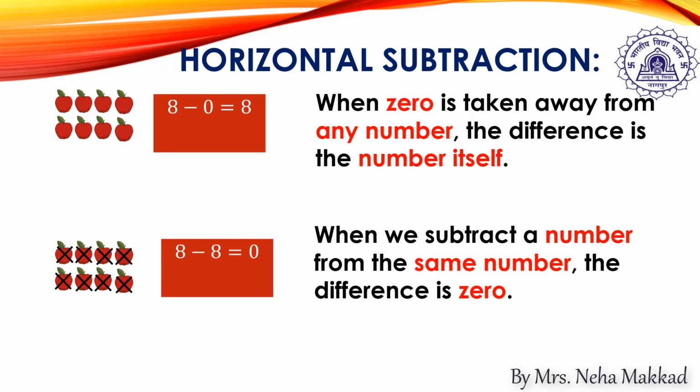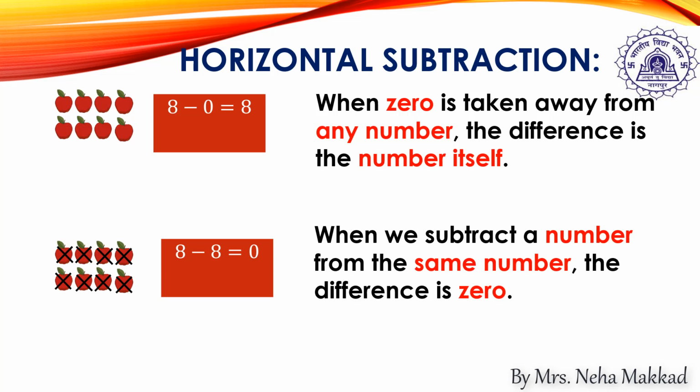Now children, there are 2 rules of subtraction. Like we have studied earlier also, when 0 is taken away from any number, the difference is the number itself. Like for example, here there are 8 apples, and if I take away no apple, as 0 has no value, then we will get the same number itself. It is true for all the numbers.